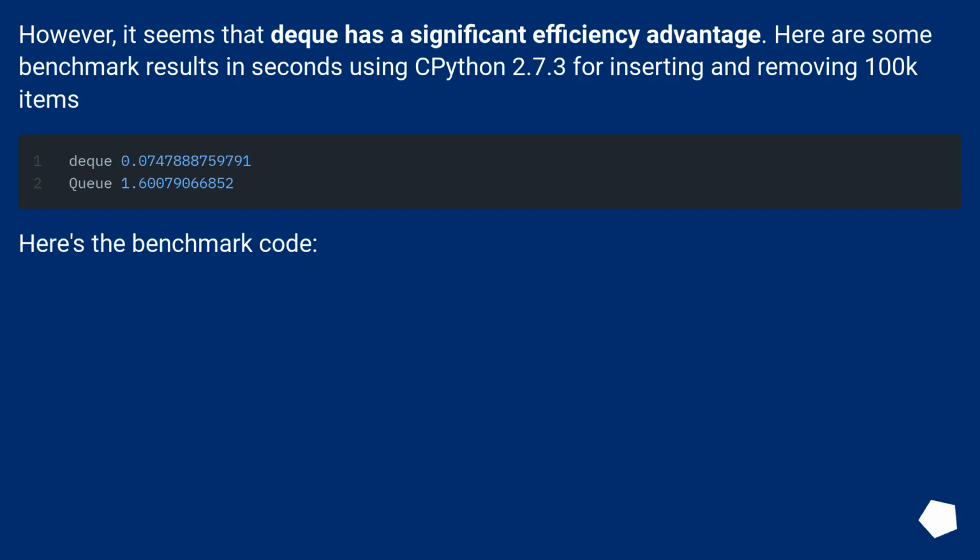However, it seems that deque has a significant efficiency advantage. Here are some benchmark results in seconds using Python 2.7.3 for inserting and removing 100k items. Here's the benchmark code.